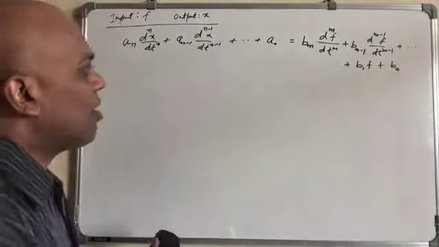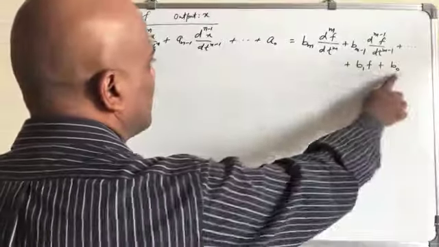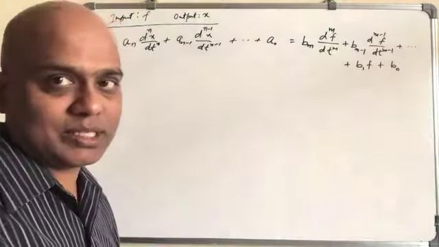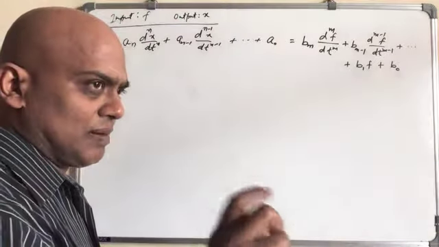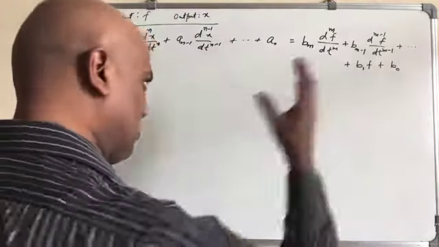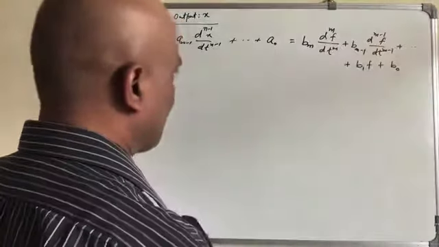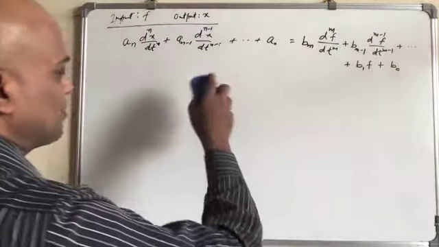Note, however, that this constant a_0, b_0 should not be there, otherwise we cannot get a transfer function, you know, the transfer function as a ratio of polynomials. If we want to get that, a_0 should not be there, b_0 should not be there. We will see why I'm saying that.